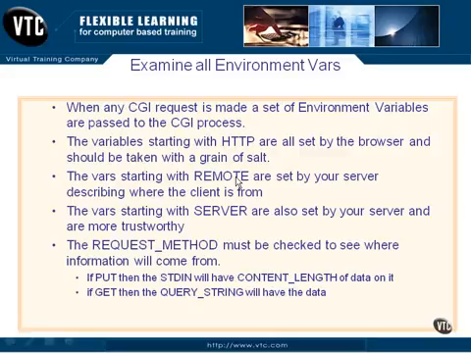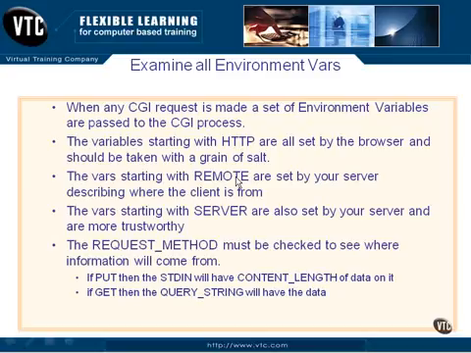There will be a request method variable, and that must be checked to see where the rest of the information will come from. The request method, if it's a put, then the standard in will have a content length of data on it. Content length will be a new variable that will show up, and it will say how long the information is that's coming in. If it's a get, then the query string will have the data. So we've already seen those for get and query string and how to use it.